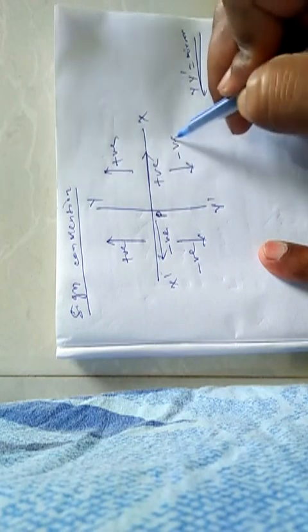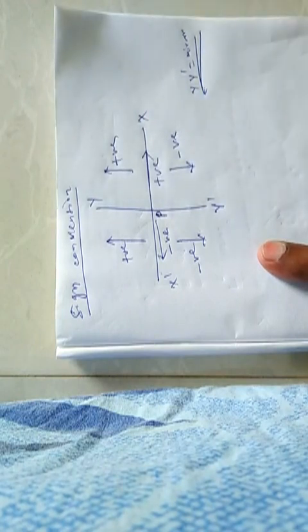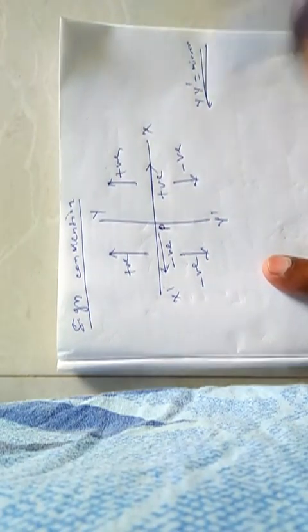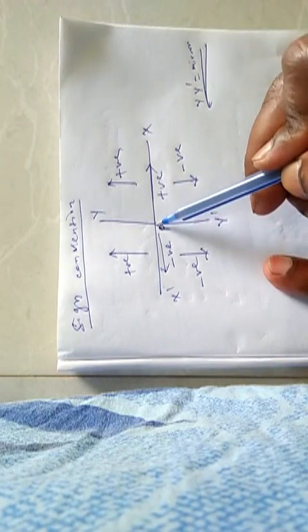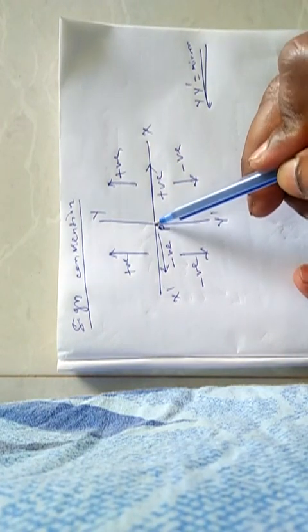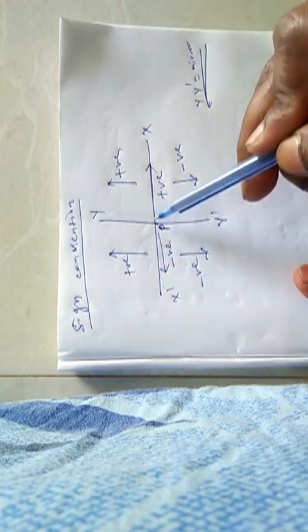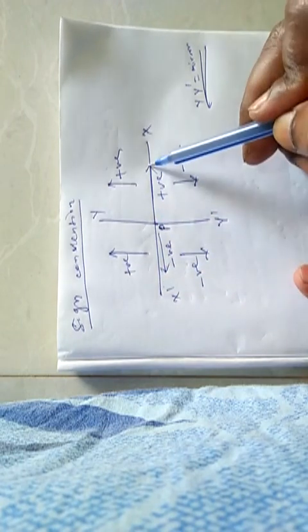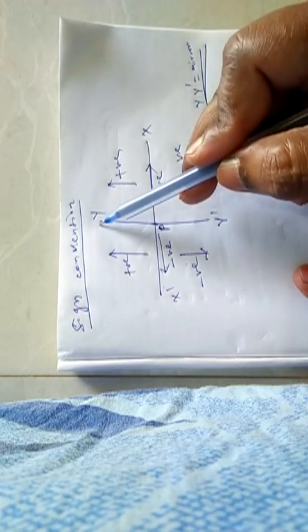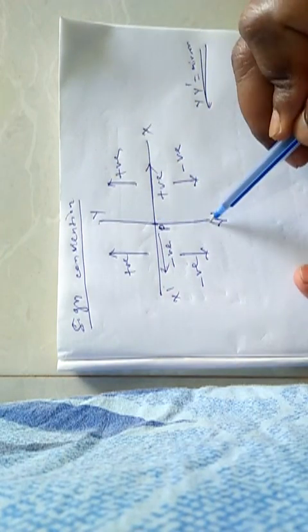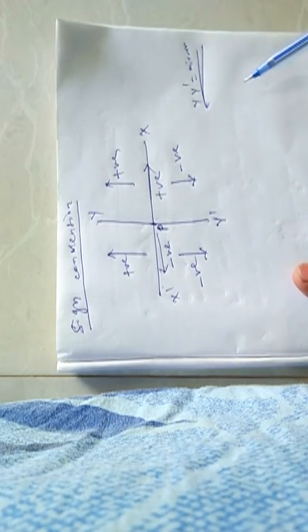This is important in optics. In optics, sign convention is most important. Remember, all the distances are measured from the point P, pole. The distance towards the left of the pole is negative, distance towards right of the pole is positive. Above the principal axis all the measurements are positive, and below the principal axis all the measurements are negative.